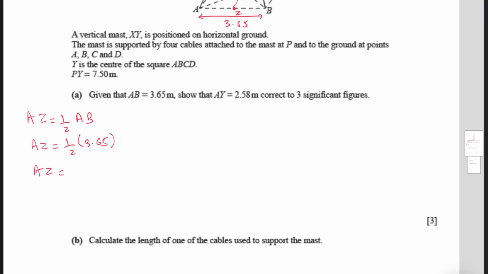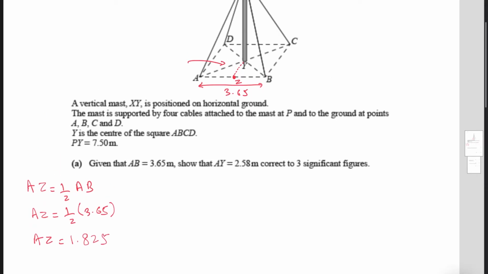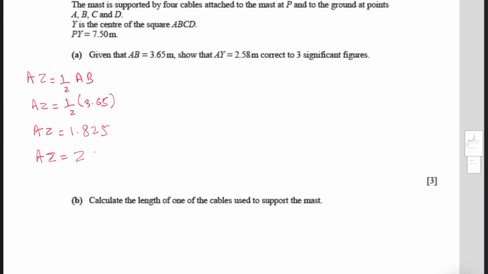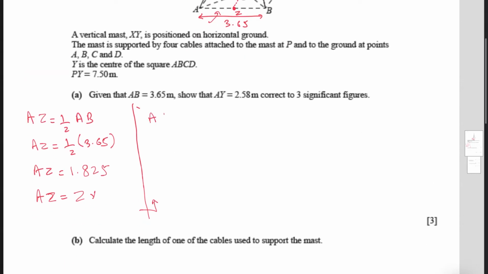So AZ comes out to be, let's do that, 3.65 times 0.5 gives us 1.825. Since we have the length of AZ and since AZ is equal to ZY, we use the Pythagoras theorem to find the length of AY. So AY squared is equal to AZ squared plus ZY squared. So AY squared should be equal to 1.825 whole squared plus 1.825 whole squared.